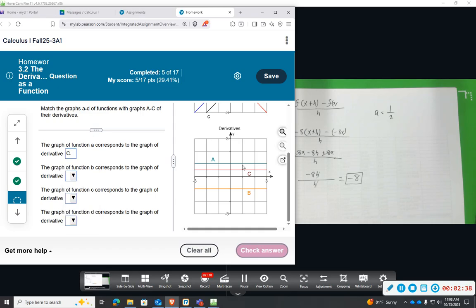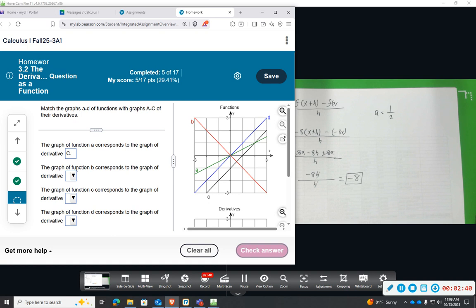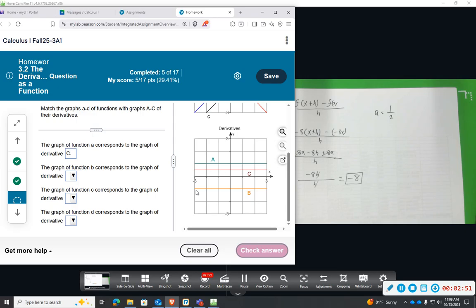And then if we go back up, the graph of B is this red line. It looks like down 1, right 1, so a negative 1 slope. If we look at these graphs below, capital B is the one that looks like a negative 1 slope.